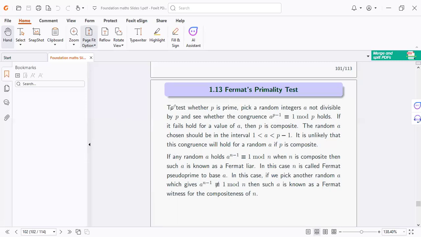That is what I've written here. I've said to test if P is prime, you would pick a random integer A, not divisible by P. Then test if this holds. If it fails to hold, for the number you picked, if you picked A to be 4 or 3, then it means the number is not prime. It's therefore composite. So the random number A chosen can be any number smaller than P.